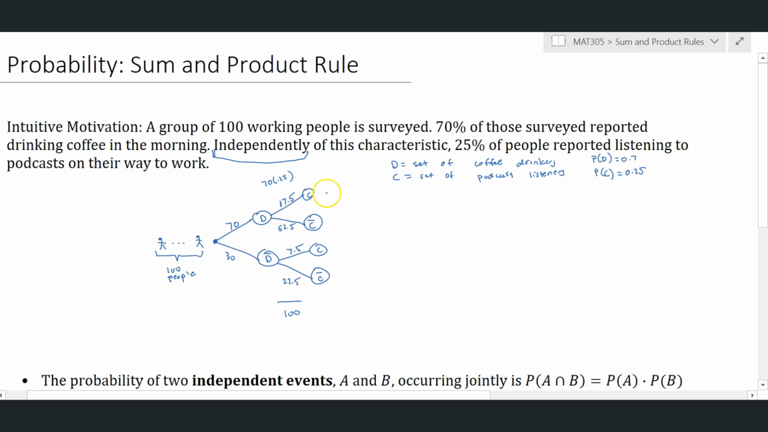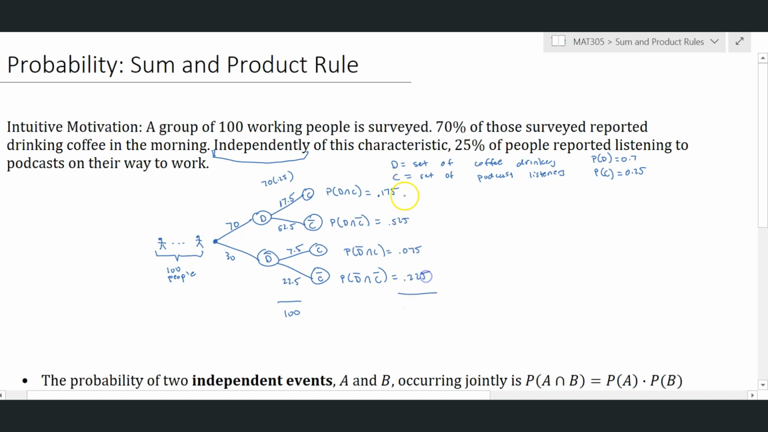So now if we looked at the probability that somebody drinks coffee and is a podcast listener, it would be the 17.5 out of the 100, which would be 0.175. The probability that somebody drinks coffee and does not listen to a podcast is 52.5 out of 100, which is 0.525. Do the same thing to non-coffee drinkers and podcast listeners, 7.5 out of 100, it's 0.075. And non-coffee drinkers and non-podcast listeners would be the 22.5 out of 100, which is 0.225.